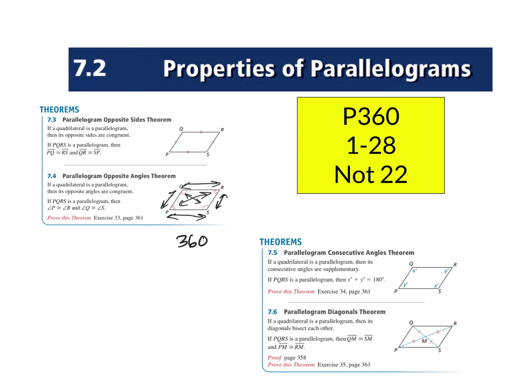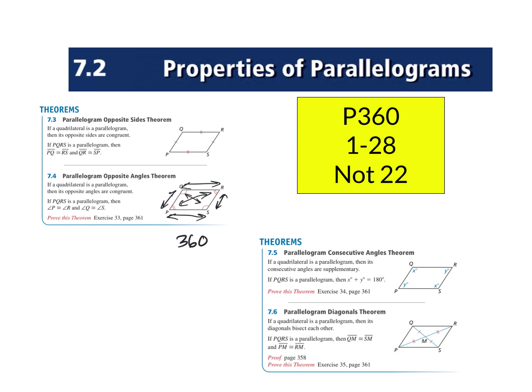Which brings us to the parallelogram consecutive angles theorem. So if a quadrilateral is a parallelogram, then its consecutive angles are supplementary, okay? So x and y add up to 180. So these two add up to 180, those two add up to 180, those two add up to 180, and those two add up to 180. Parallelogram diagonals theorem: if you have a parallelogram, then the diagonals bisect each other.